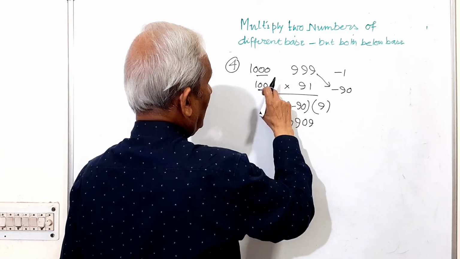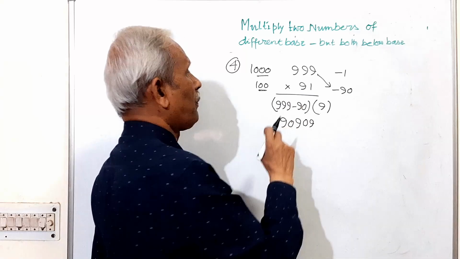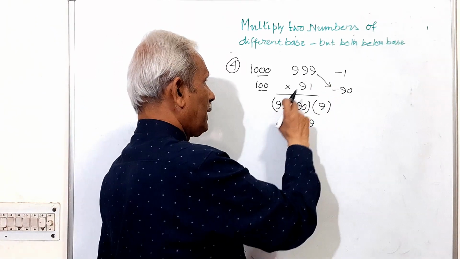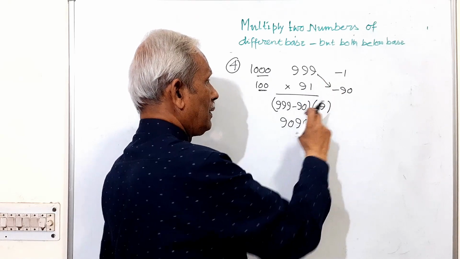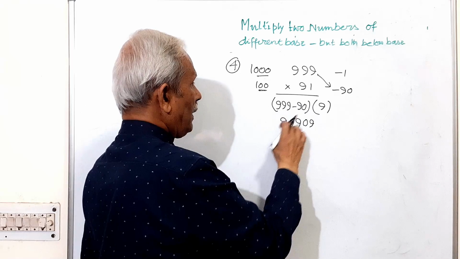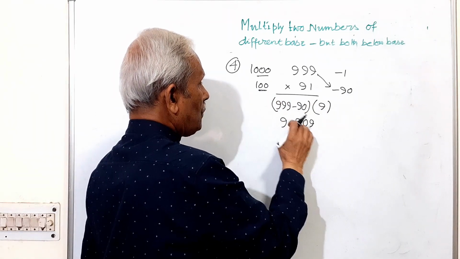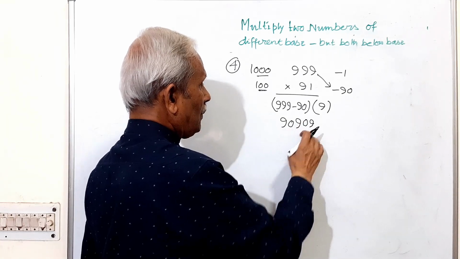There are 3 zeros, there are 2 zeros, the difference of zeros is 1 0, so write down 0 here. 999 minus 90 is the first part of the answer, the second part of the answer is minus 1 into minus 9, which is 9. Now 999 minus 90 is 909, and in the base there are 2 zeros, so we can have 2 digits here. So we write 0 and then 9. 90909 is the answer.